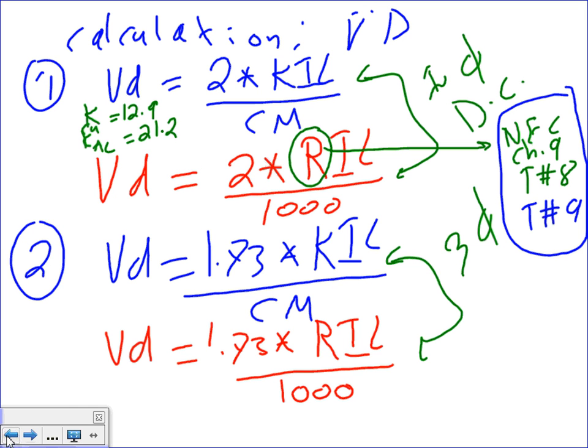Yup, I changed mine. If you guys have DeWalt 123, the first formula should say voltage drop equals 2 times K times I times L over CM, instead of R. And the second one, also the three-phase, should say K instead of R.